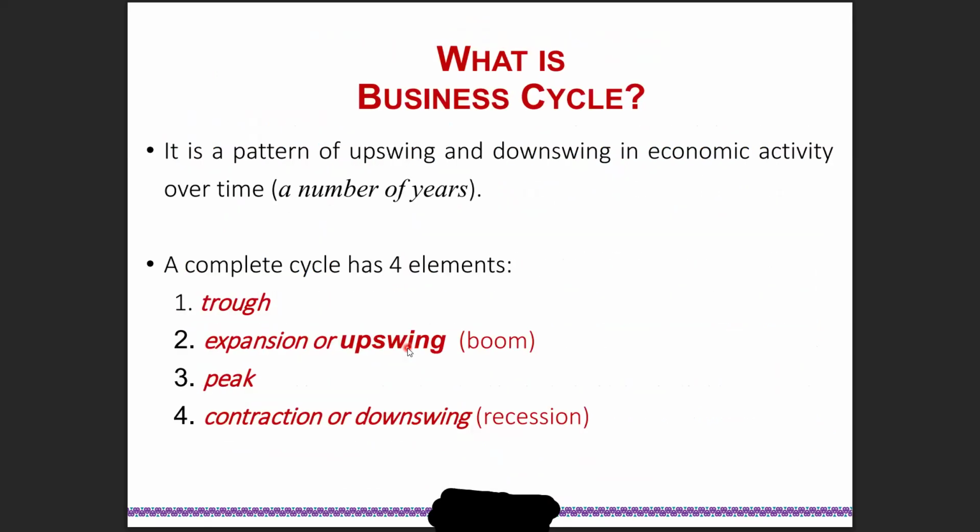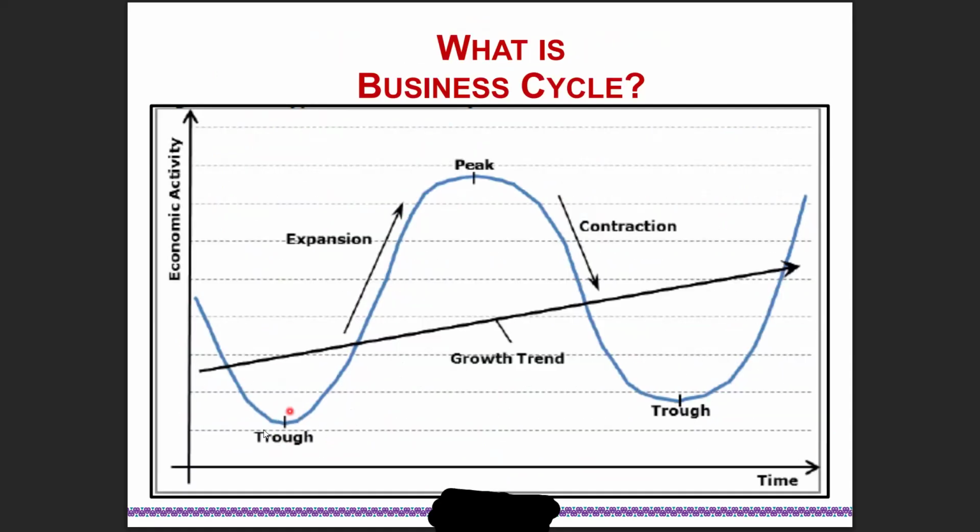And then a complete business cycle has four elements. You have a trough, which is basically the lowest point of the business cycle. We also have an expansion, where the economic activities increase. Then we have a peak, which is the highest point of the business cycle. Then we have a contraction, where economic activities start to decrease. So the business cycle has four elements: a contraction, a peak, an expansion, and a trough.